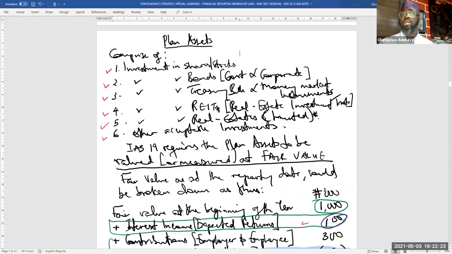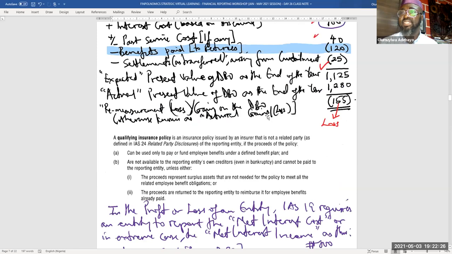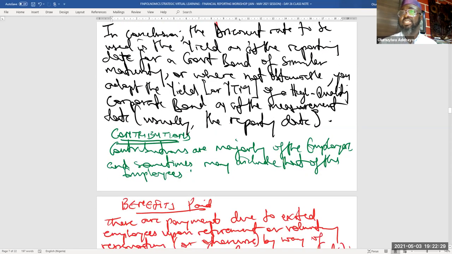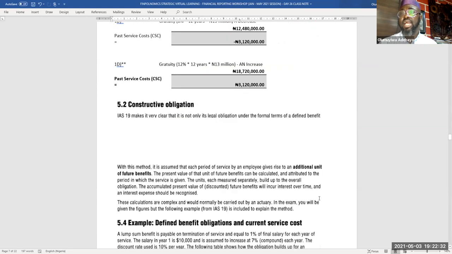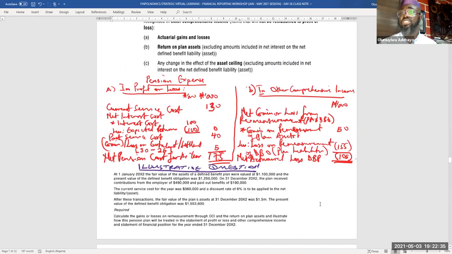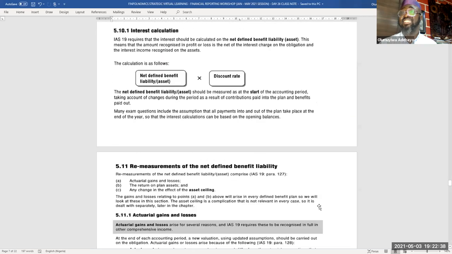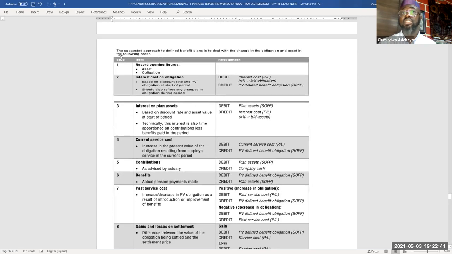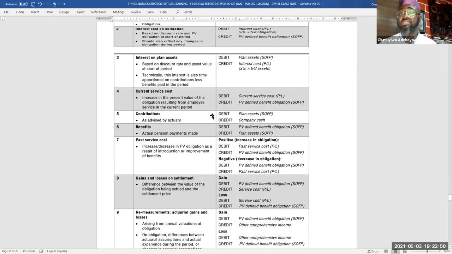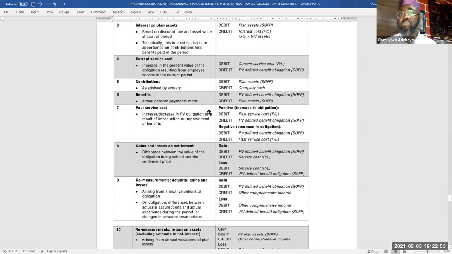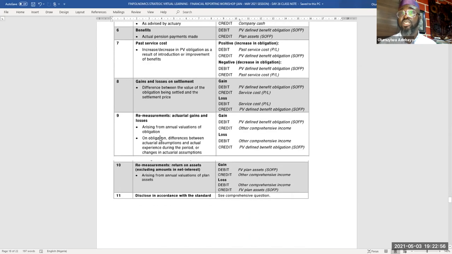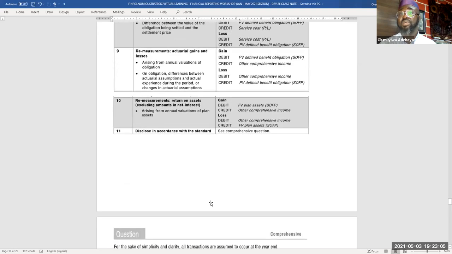Now we've closed for the day and we have ended and made justice to IAS 19. And I want you to make reference to this table that summarizes your accounting entries to all what we have done today. How you record your opening balances, your interest cost, your interest on plan asset, interest on plan obligation, your current service cost, your contribution, your benefits, your past service cost, your gain or loss on settlements, your remeasurements, actual gains or losses, both on asset and plan obligation. And finally, what you need to disclose with respect to the standard.